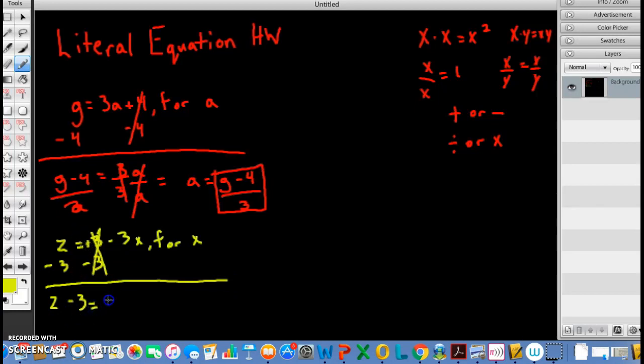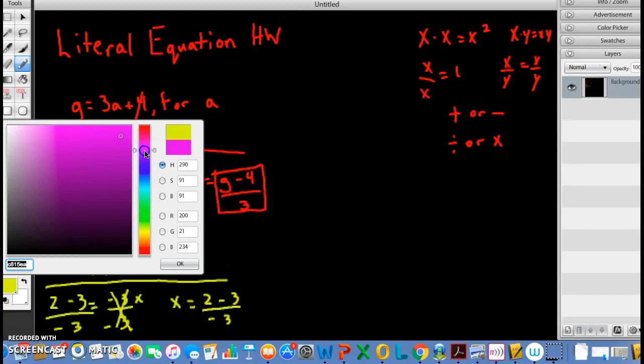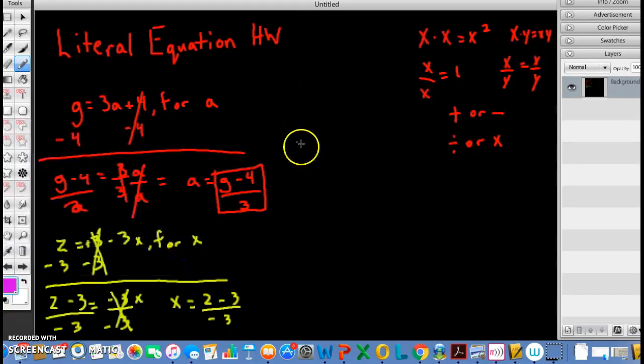Equals minus 3x. Okay, so I'm trying to solve for x, and I see I'm multiplied by negative 3, so I'm going to do the opposite of multiplication and I'm going to divide by negative 3 on both sides. And so x equals z minus 3 divided by negative 3. All right, let's do another example.